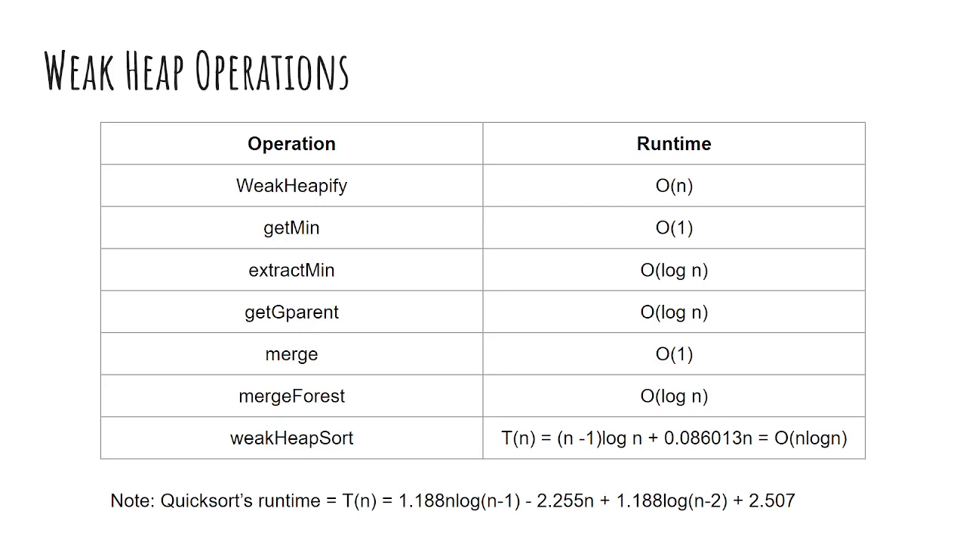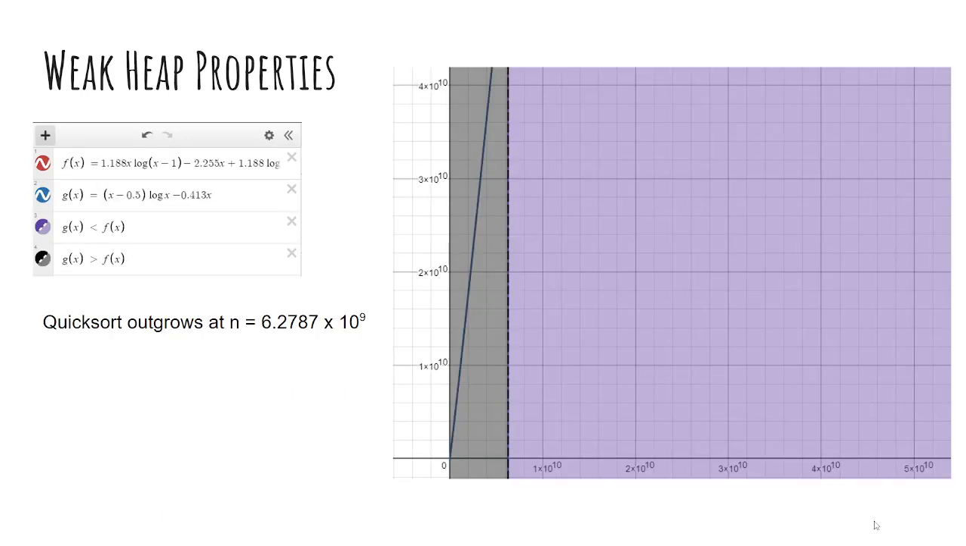And weak heap sort has a runtime of n-1 log n plus 0.086 roughly n. And this is quicksort's runtime at the bottom, as you can see. But it's not immediately obvious which one's really faster. You can't really read this and think to yourself, oh, well, weak heap sort is clearly faster. So I decided to create a little bit of a visual to give a better idea of just how much faster weak heap sort is compared to quicksort.